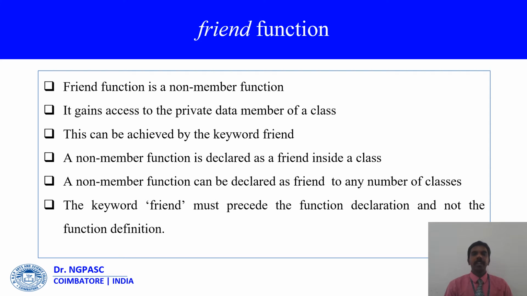So how do we declare a non-member function as a friend? It has to be declared inside the scope of the class, with the keyword friend. And a non-member function could be a friend of any number of classes. There is no restriction for a non-member function to be a friend of a class; it could be a friend of any number of classes.